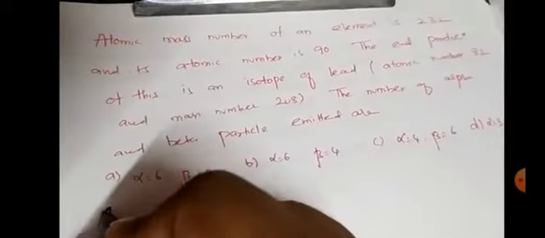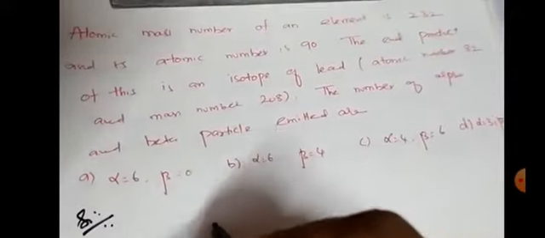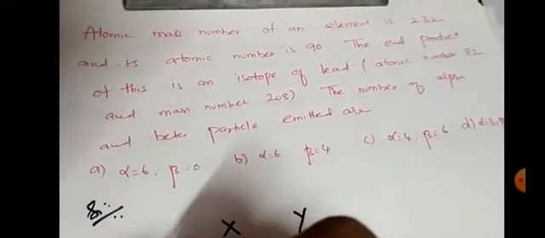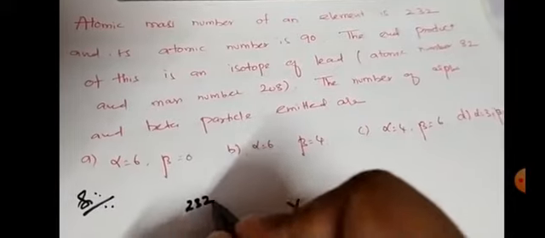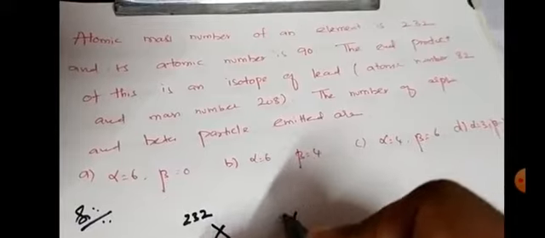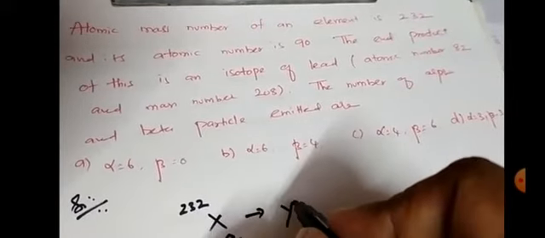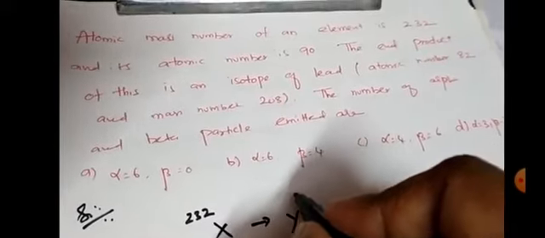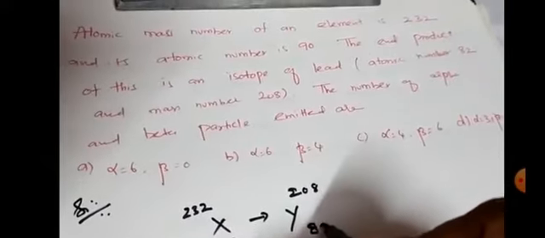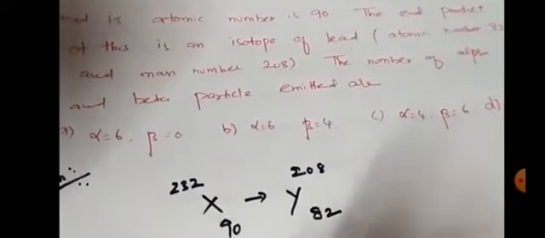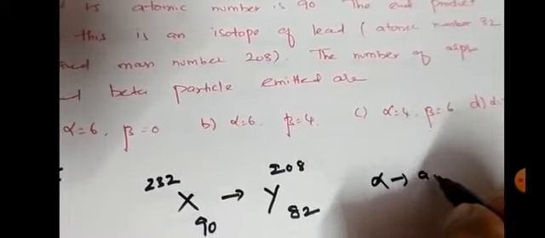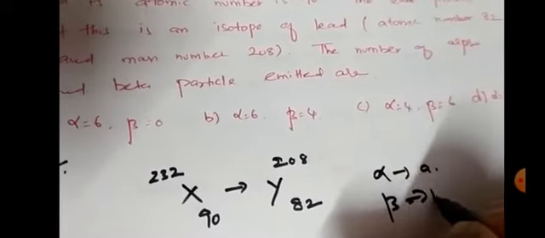So it is clear that there is an element X and another element Y. The first element X has mass number 232 and atomic number 90, which is converted into mass number 208 and atomic number 82. We take alpha as A and beta as B particle.